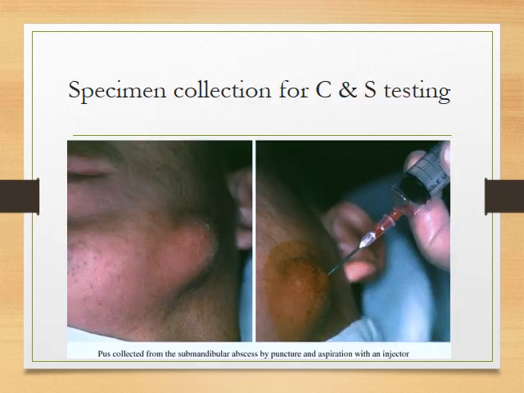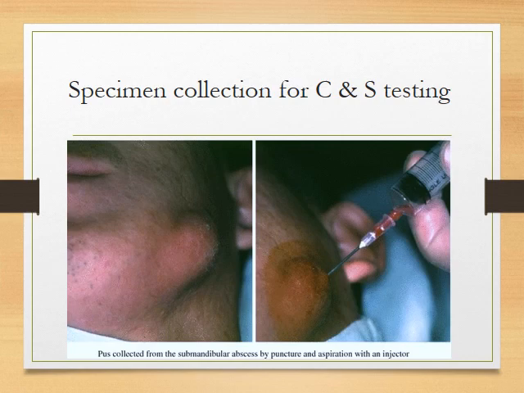How will we do the specimen collection for culture and sensitivity testing? From the maximum site of the swelling, whether it is intraorally or extraorally. First of all, I will disinfect the area. If the swelling is intraoral, I will make the patient wash his mouth with chlorhexidine. If the site of the maximum swelling is extraoral, I will disinfect the skin with betadine and dry the area with a sterile gauze.